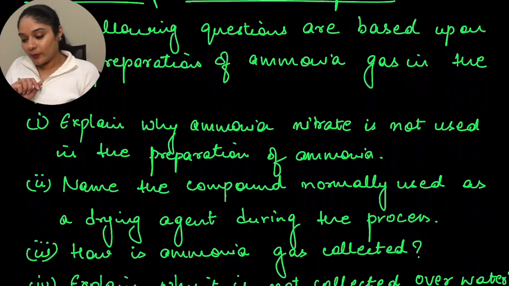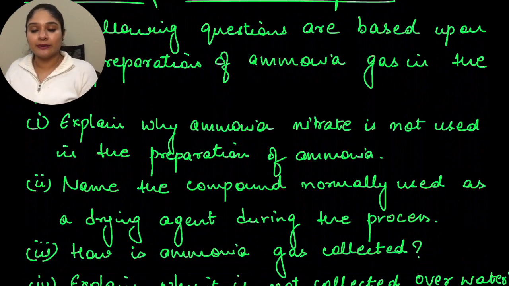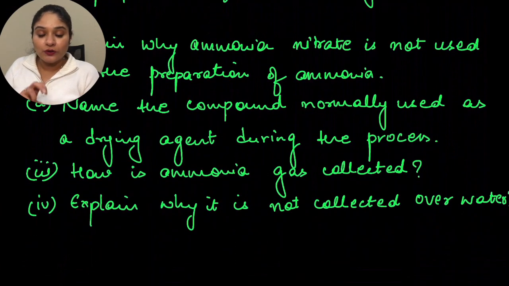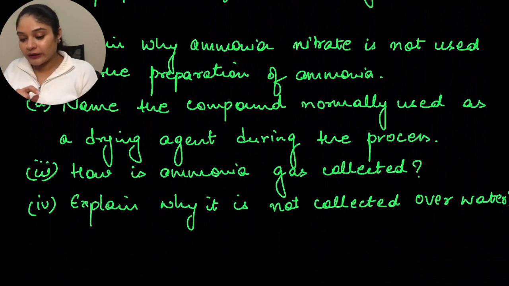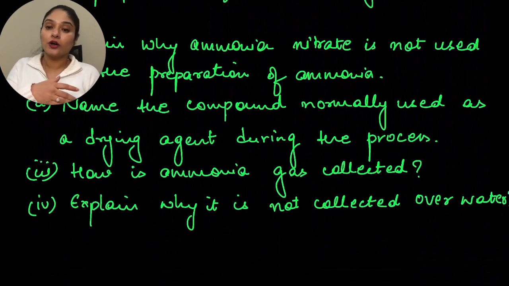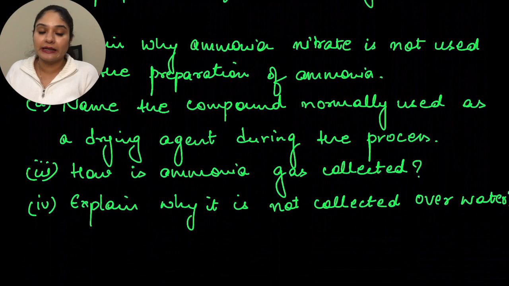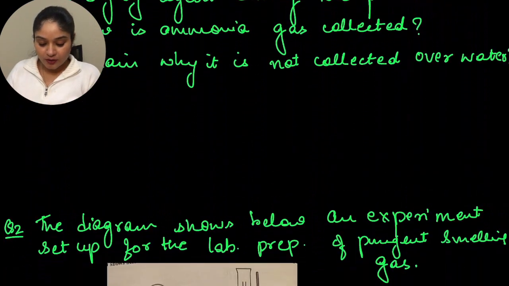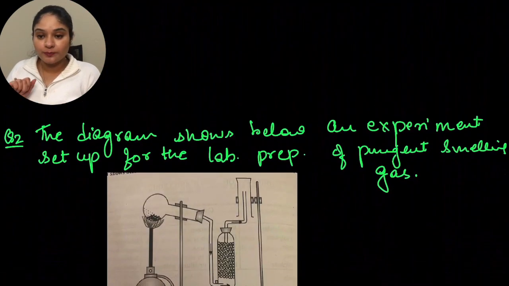Moving to the third question: how is ammonia gas collected? Ammonia gas is collected by downward displacement of air. Let's move on to the fourth question: explain why it is not collected over water. The reason is that it is highly, or you can say extremely, soluble in water. Therefore, we cannot collect it over water. Let's move ahead to the next question.